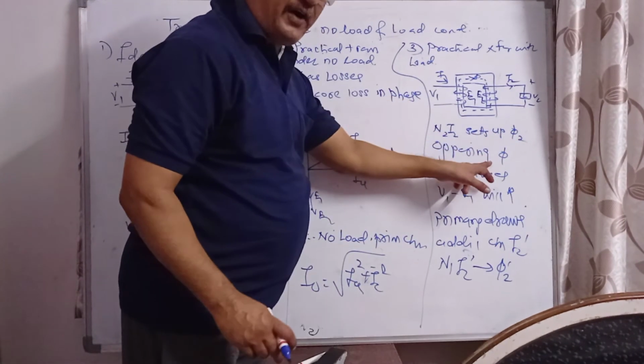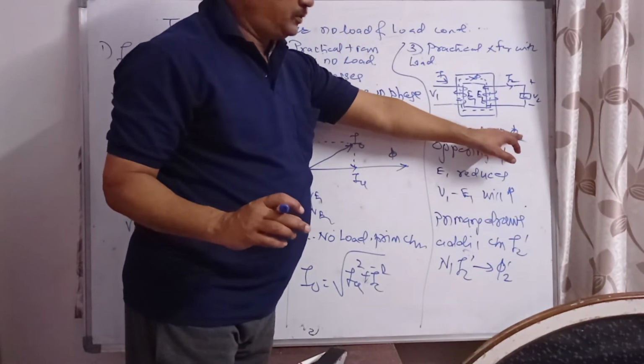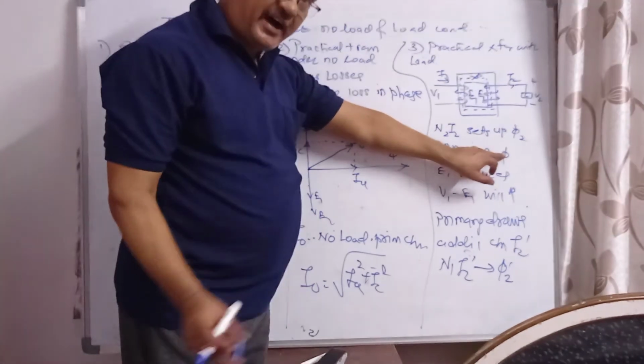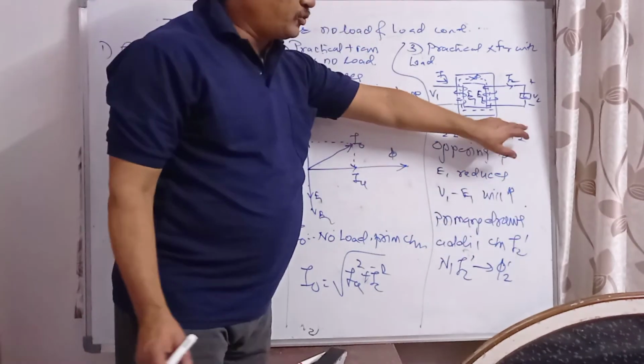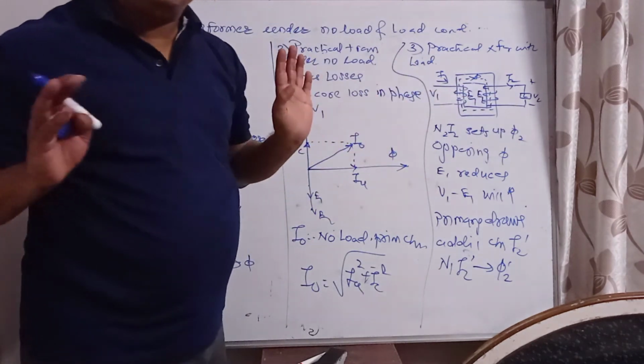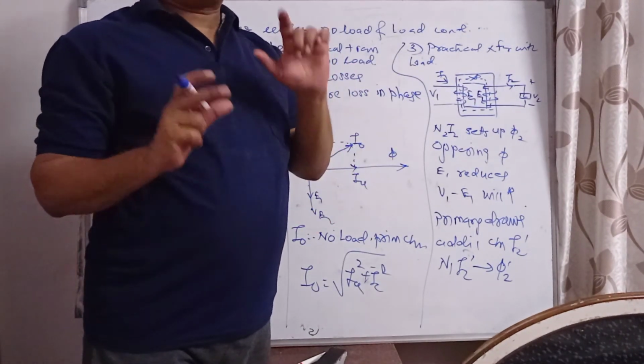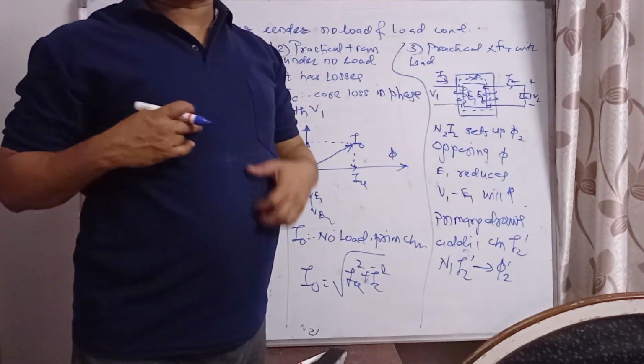Phi 2 is opposing phi. Phi 2 dash will oppose phi 2. So these are cancelled. So total flux remains phi. In transformer, total flux is always phi. Transformer is also known as a constant flux machine.